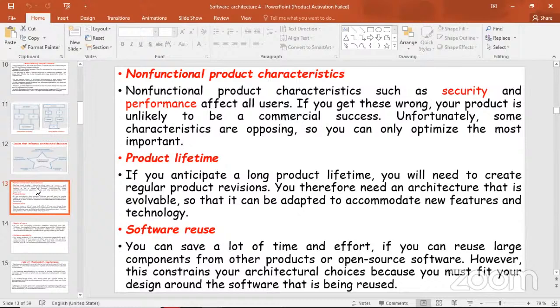The product lifetime also influences the architectural decision. Now, if you anticipate a long product lifetime, you will need to create regular product versions or revisions. You therefore need an architecture that is evolvable, so that it can be adapted to accommodate new features and technologies, right?